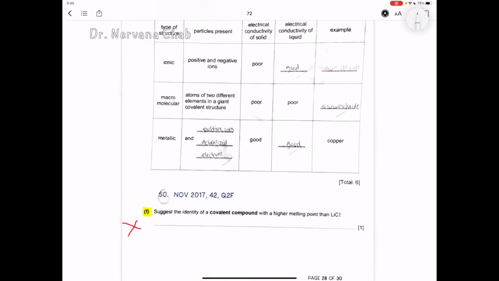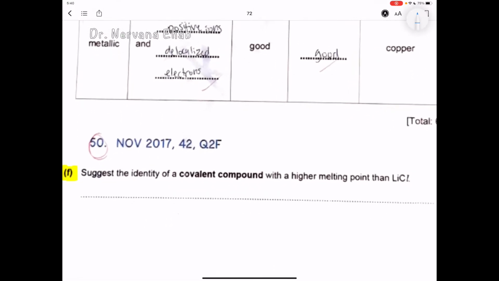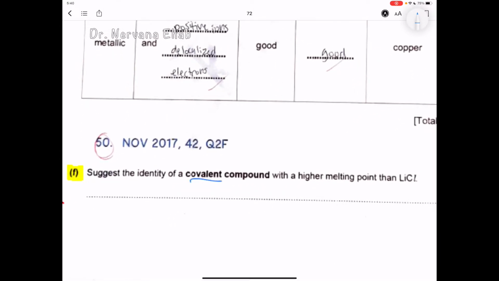This question is also one of the very common questions. It asks to identify a covalent compound that has a higher melting point than an ionic compound. So we know that ionic compounds have very, very high melting and boiling points. In covalent, we know that simple covalent compounds have low melting and boiling points, but giant or macromolecular covalent compounds have very, very high melting points, even higher than ionic. So in this case, you're going to just say something like diamond or graphite or silicon dioxide. So one of the giant molecular structures. These are covalent and they have very high melting and boiling points.